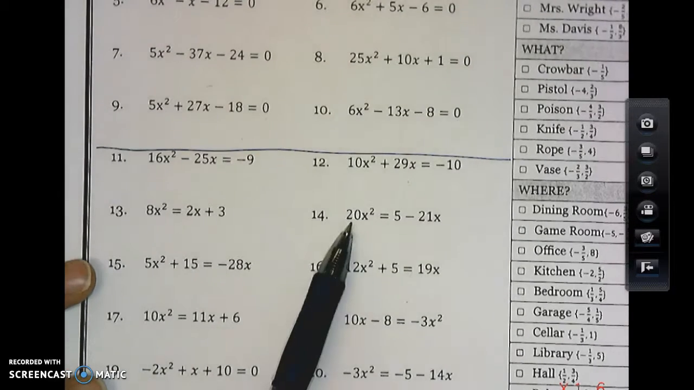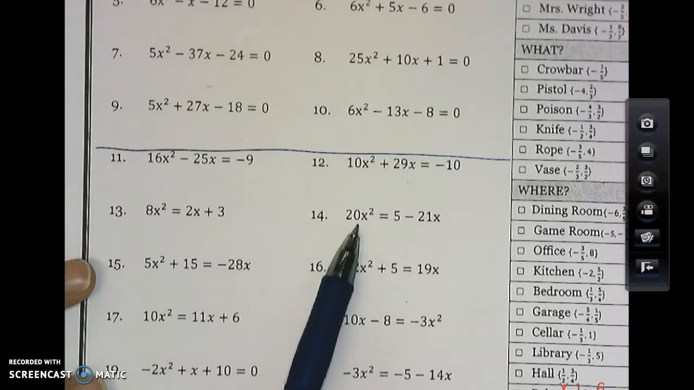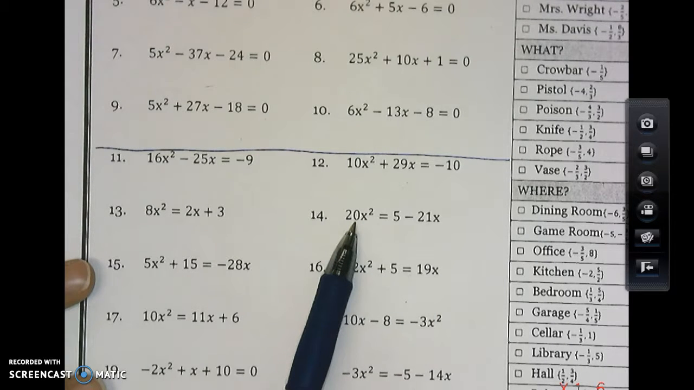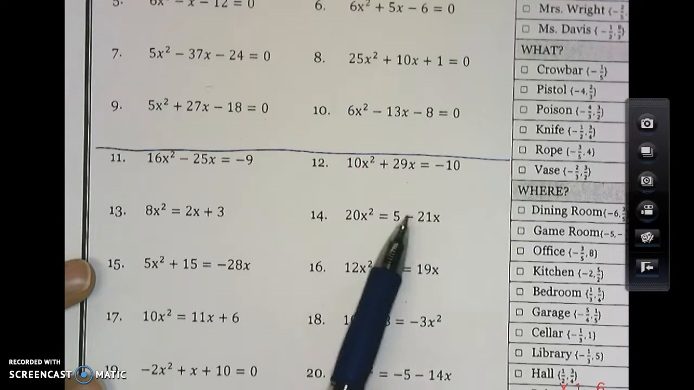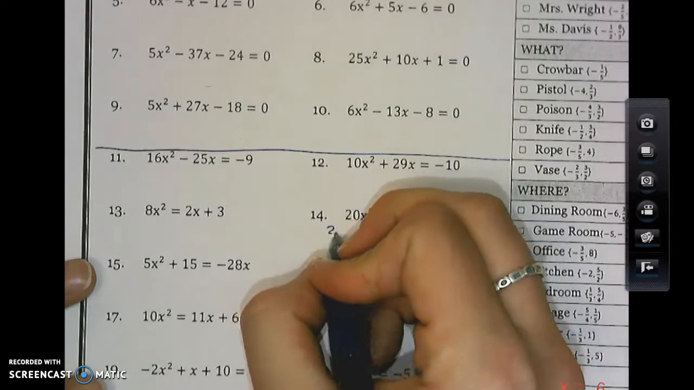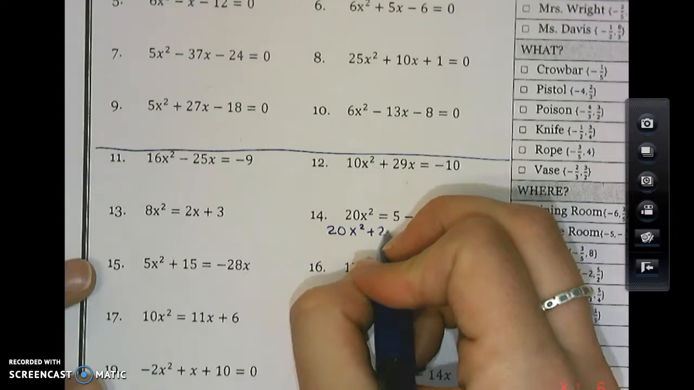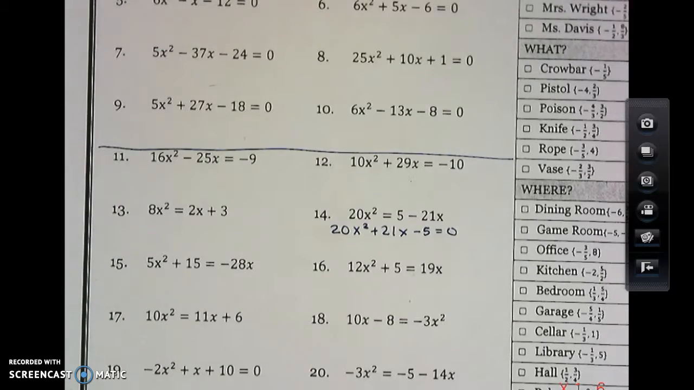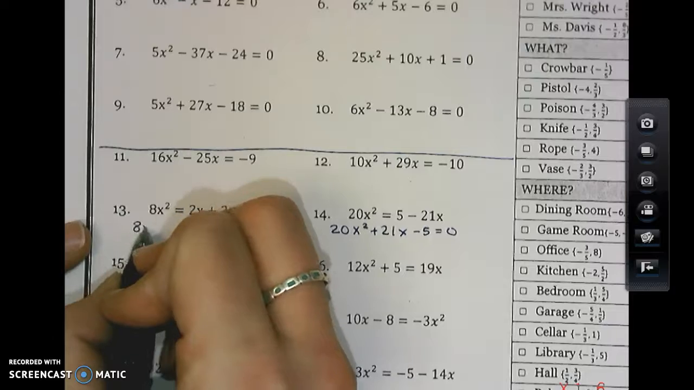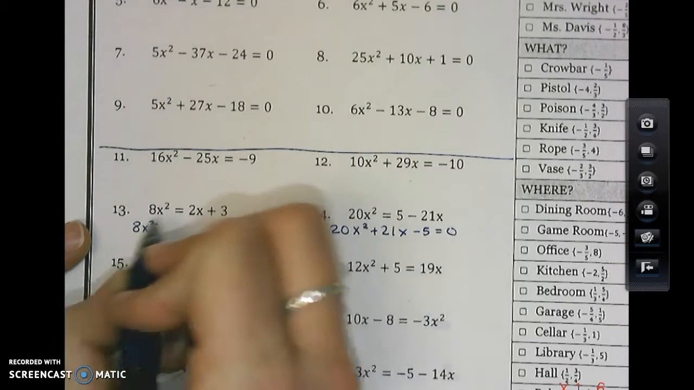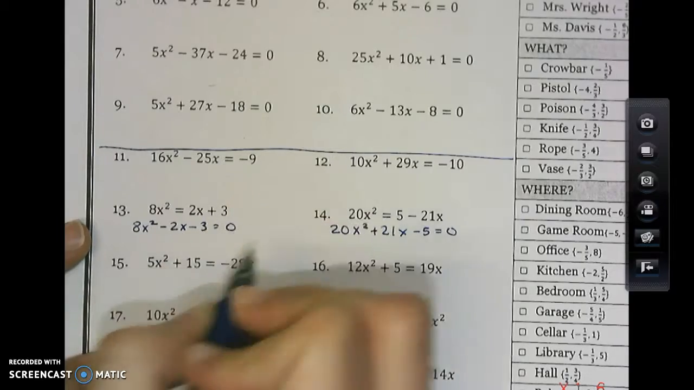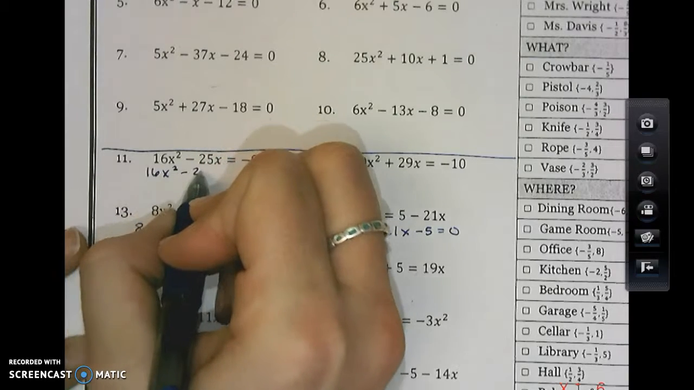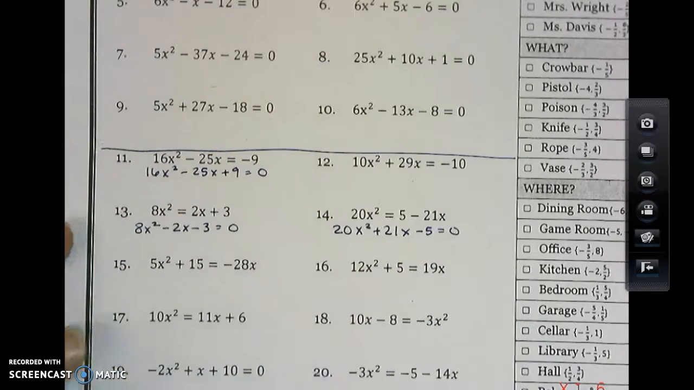Okay, so number 14. If I want everything on the same side of the equal sign, typically we would say subtract 20x squared. But we never want our a value to be negative. So instead, we've got to move everything over here with the 20x squared. So this would become 20x squared plus 21x minus 5 equals 0. Now I can start factoring. Okay, so like this one right here, I have 8x squared, and then I'll subtract the 2x and subtract the 3 equals 0. Now I can start factoring. Up here, all I have to do is add 9. So 16x squared minus 25x plus 9 equals 0.